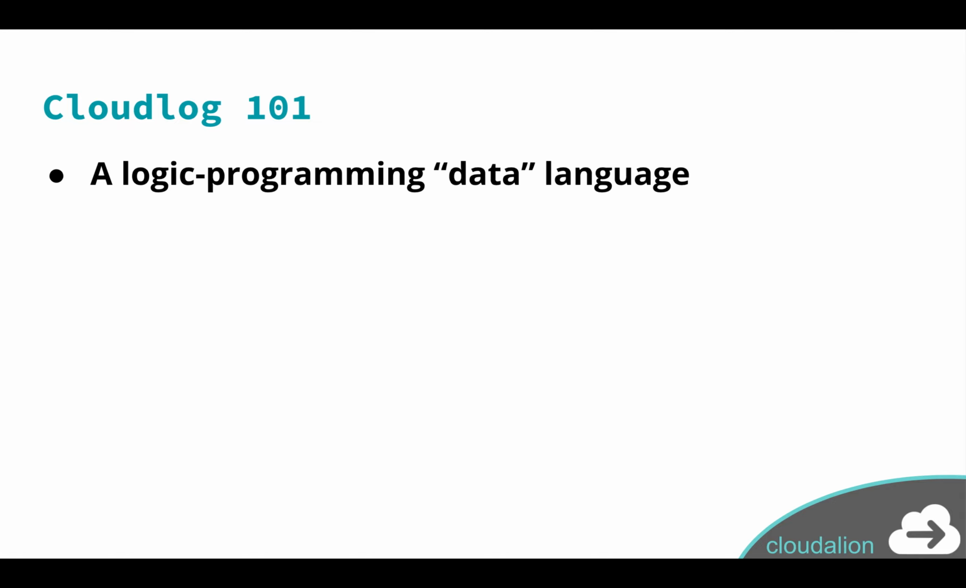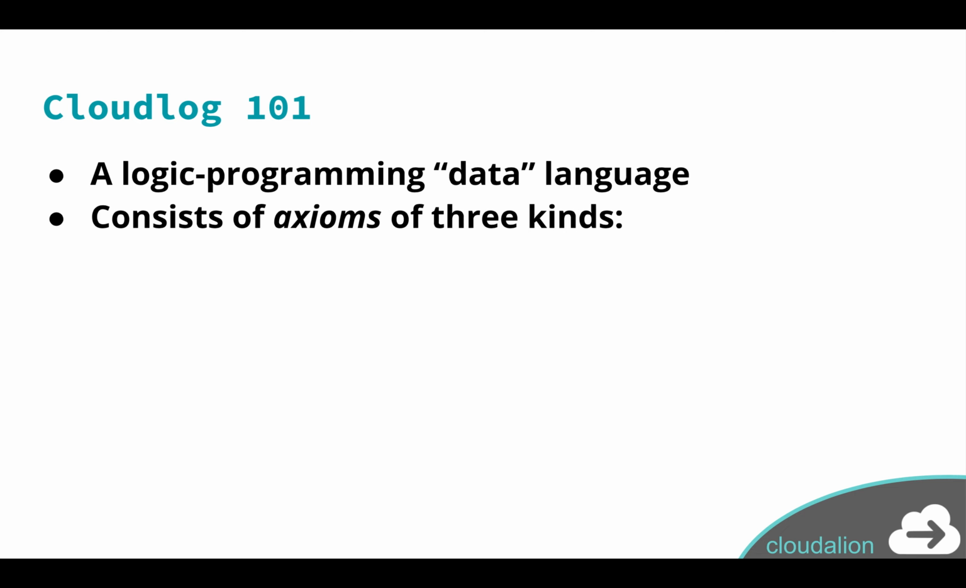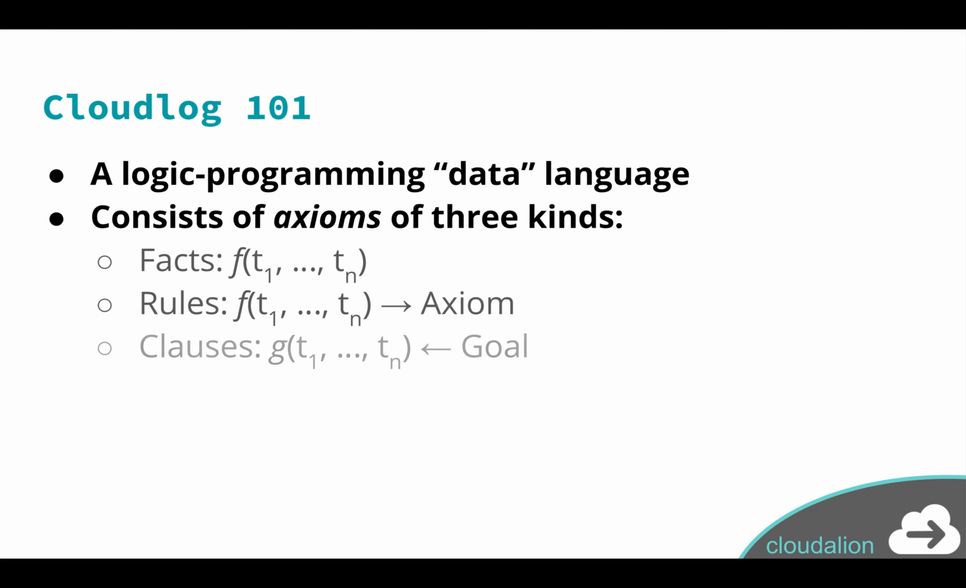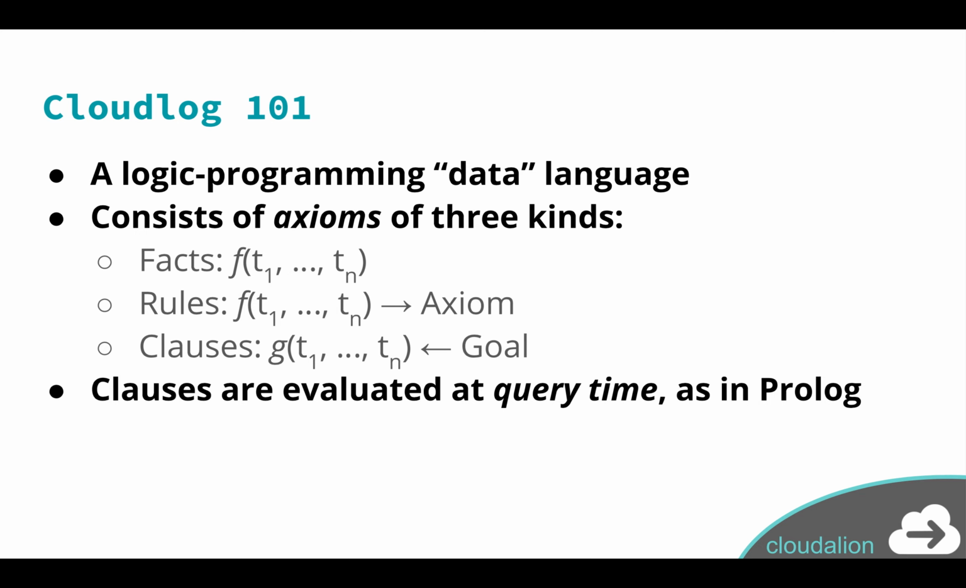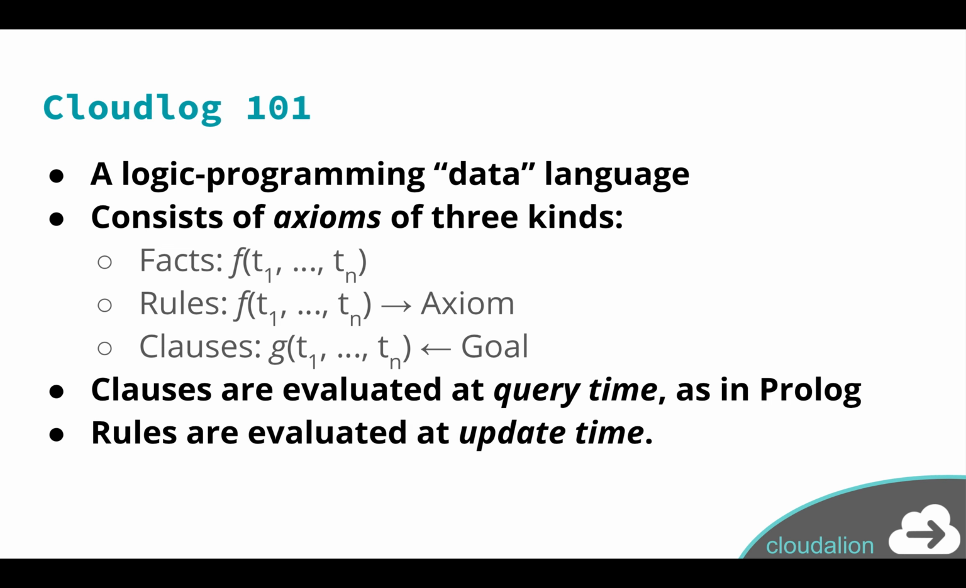So what is CloudLog? It's a logic programming data language, kind of like Datalog. It consists of axioms, and there are three kinds of those: facts, which are data elements, rules, and clauses. Clauses are evaluated at query time, as in Prolog, and rules are evaluated at update time, kind of like in Datalog. The evaluation is through modus ponens.